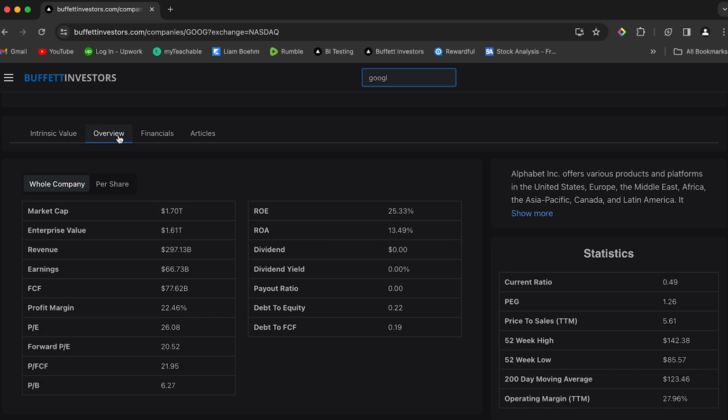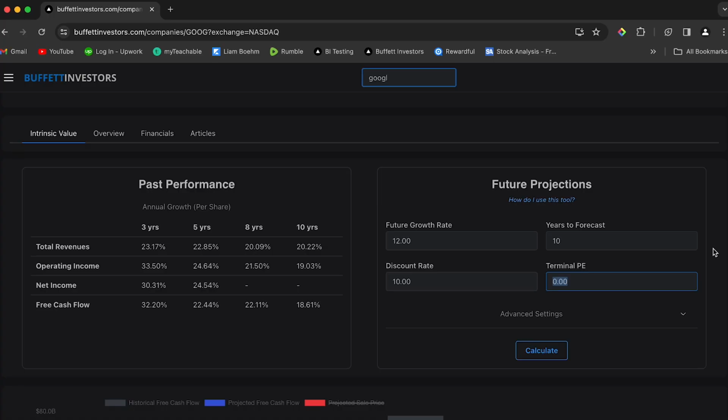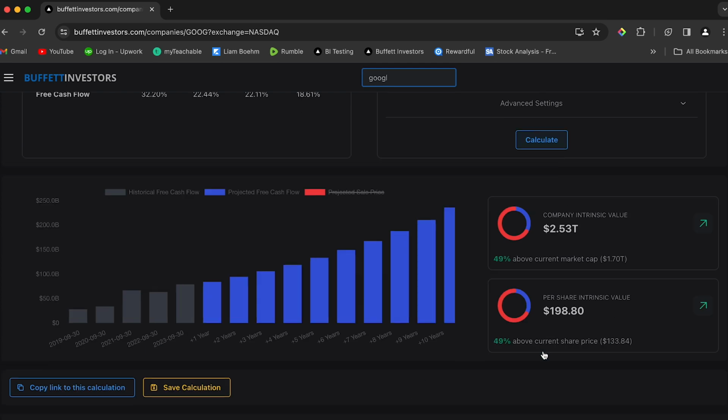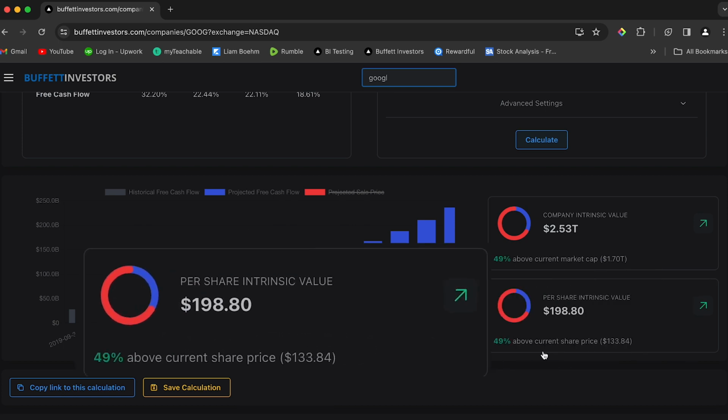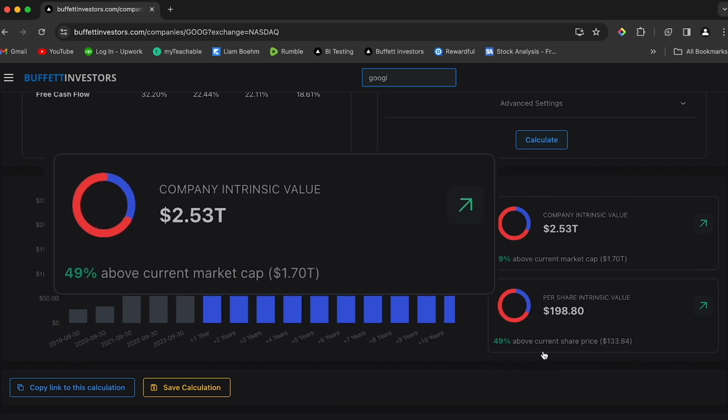And step 5, Google's current PE multiple is 26. In 10 years' time, if the market behaves itself, which we never know, but let's assume that we'll sell it for a multiple of 18. Calculate, and we can see that Google has an intrinsic value of $198 a share, quite a bit higher than the price, which is $133. Or the intrinsic market cap is $2.5 trillion compared to the $1.7 trillion it's currently selling for.